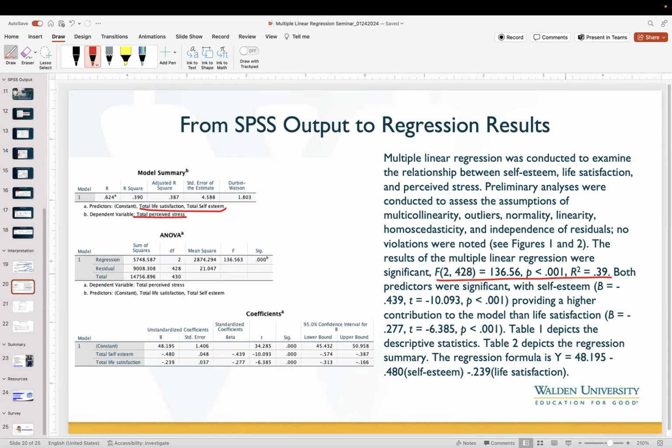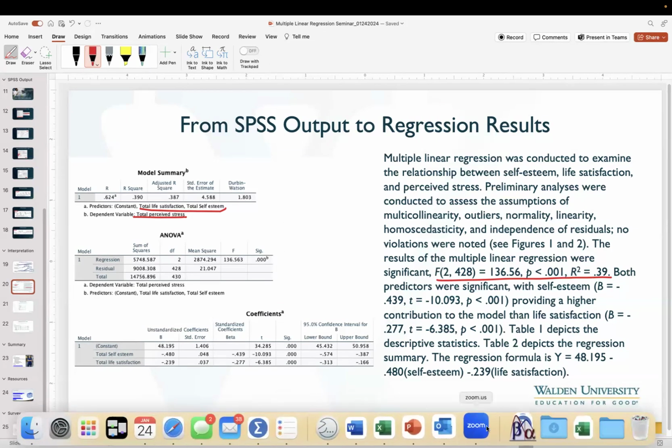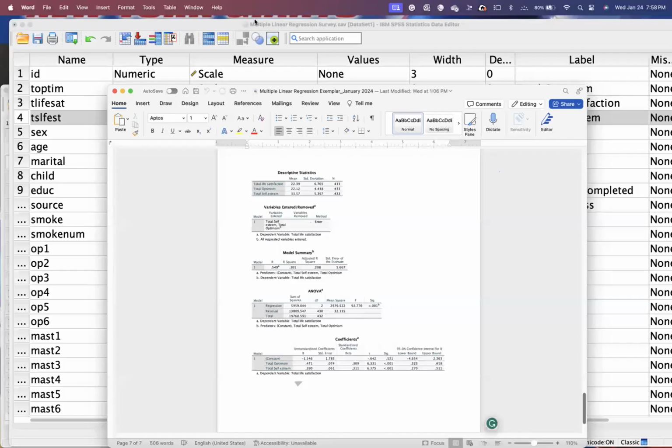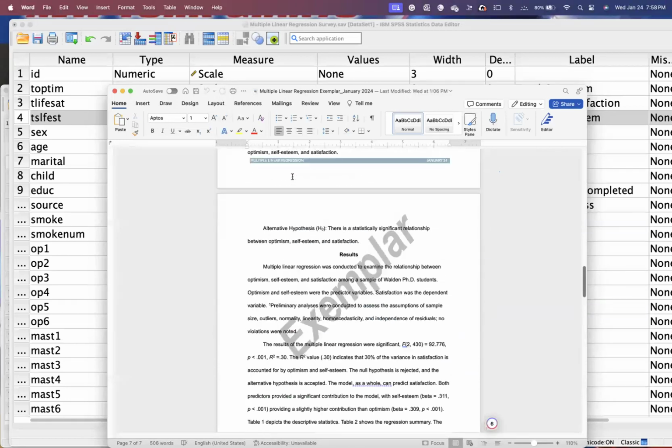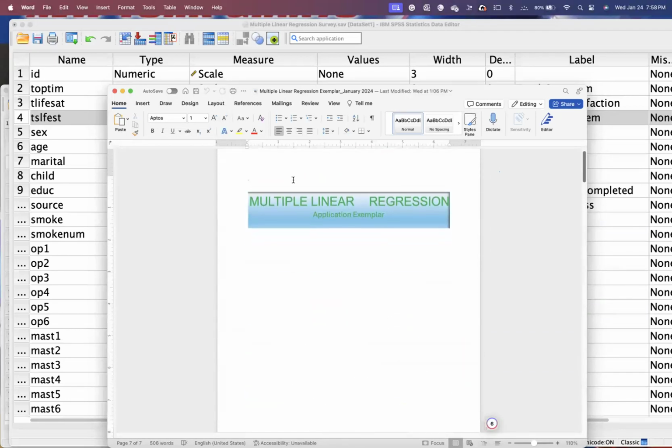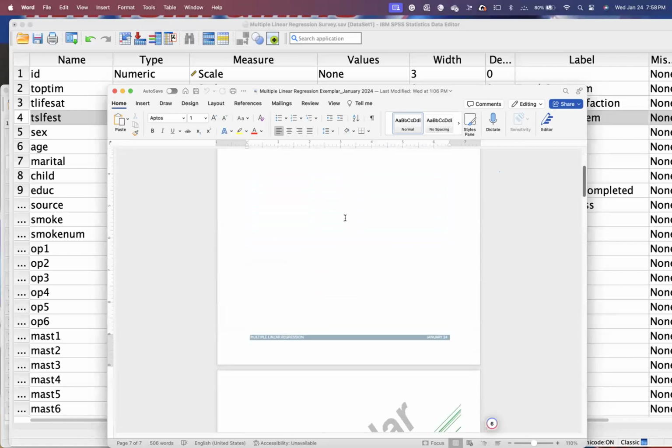We assess them, then we run the analysis. Now, I'm going to be providing you with some additional resources. One of the things that I'm going to give you, and I'm going to put these into the chat, so make sure that we don't leave without me, is an exemplar that I put together, okay? Multiple linear regression application exemplar.